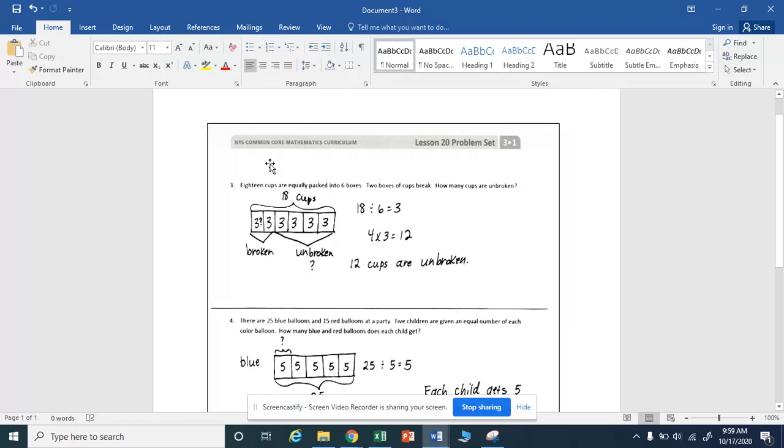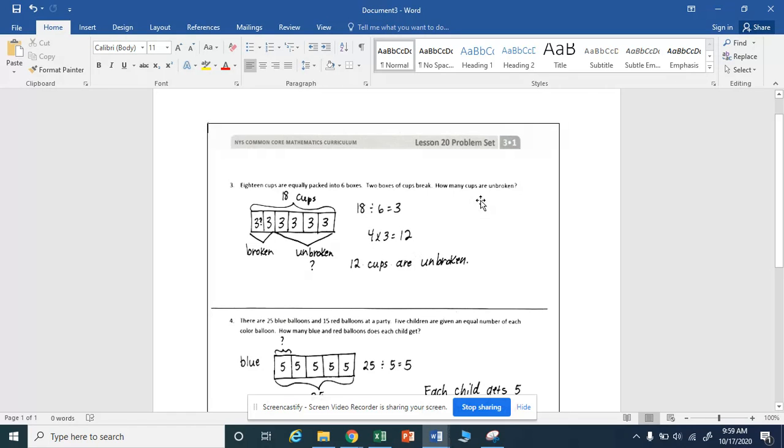So we know that there are 3 cups in each box, okay? Now it says 2 boxes of cups break. So here is the broken. So we're going to take these two off, 2 right here. They are broken. So if we take those off, now we have 1, 2, 3, 4 boxes left with 3.